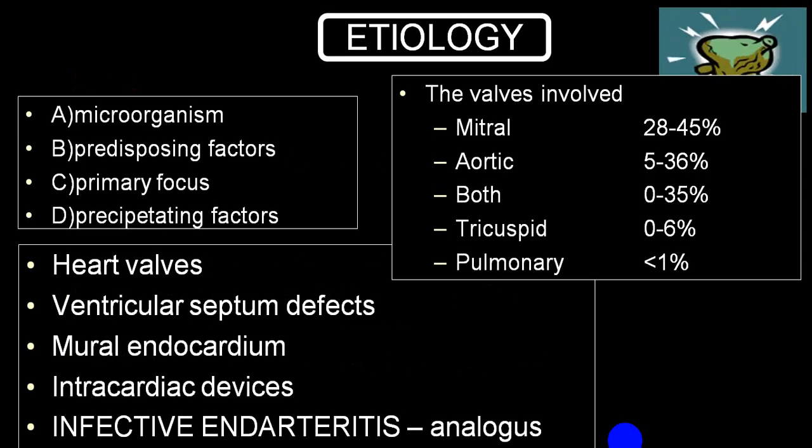The commonest microorganisms are Staphylococci and Streptococci. Streptococci viridans and Staphylococcus aureus. The commonest valve which is being involved is mitral, second is aortic, third comes both together, mitral with aortic, and then last is tricuspid and pulmonary, which are absolutely rare.